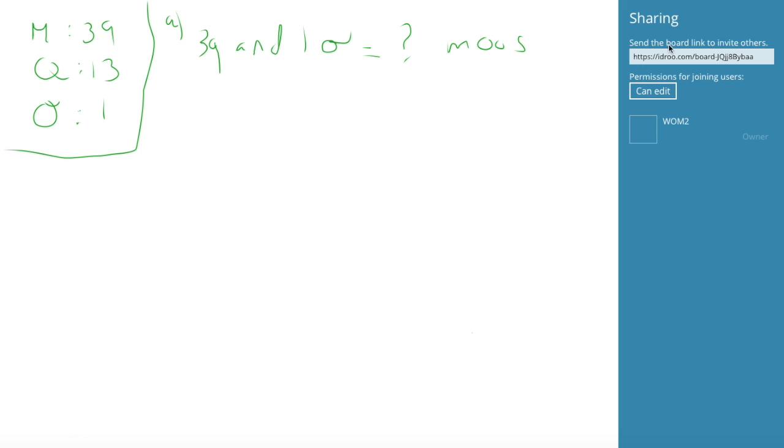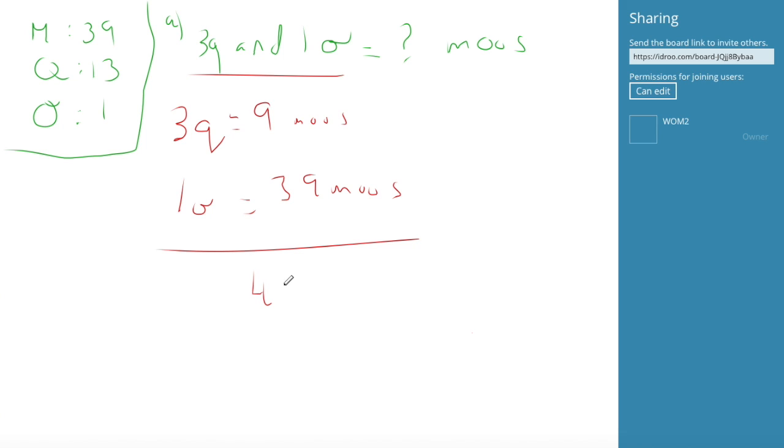First question is, how many moos are there in 3 quacks and 1 oink? Now that we have this table here, it makes things quite simple. We know that 1 quack equals 3 moos, or 13 quacks equals 39 moos. We can use either one, which means that 3 quacks would be equal to 9 moos. Combine this with the fact that 1 oink equals 39 moos. Then the two together simply makes 48 moos.